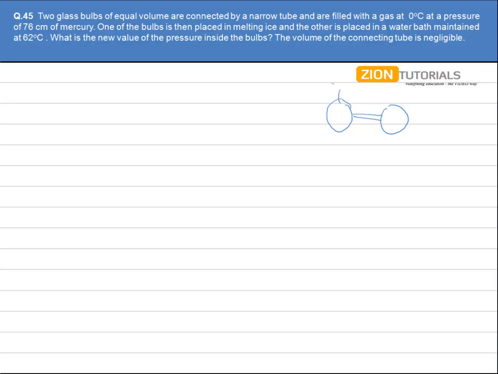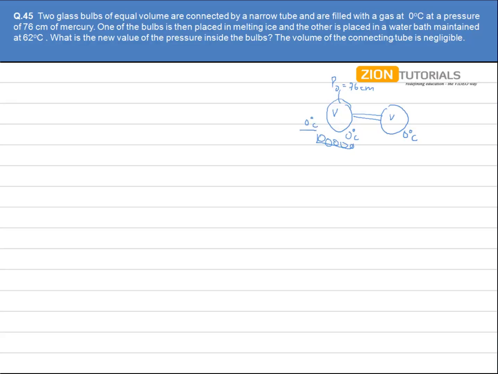Initially, the pressure is P naught equal to 76 centimeter of Hg, and both the bulbs have the same volume. Initially it was 0 degrees Celsius, and here also 0 degrees Celsius. One of the bulbs is then placed in melting ice. This is the ice basically. So that means this temperature will remain at 0 degrees Celsius.